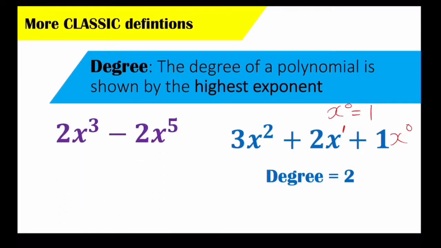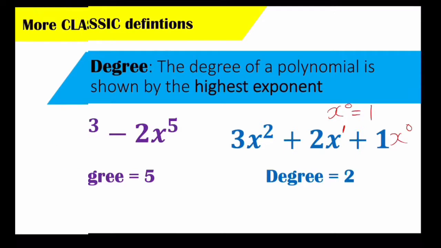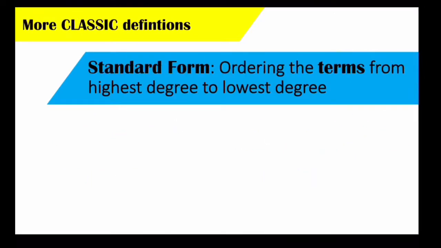Over here, I have 2 terms. 2x to the power of 3 minus 2x to the power of 5. The highest degree for this polynomial is 5. So it's a degree 5 polynomial. Standard form. So ordering the terms from highest degree to lowest degree.